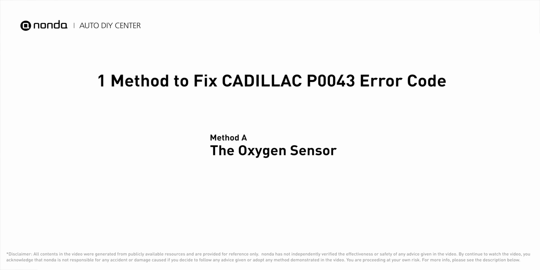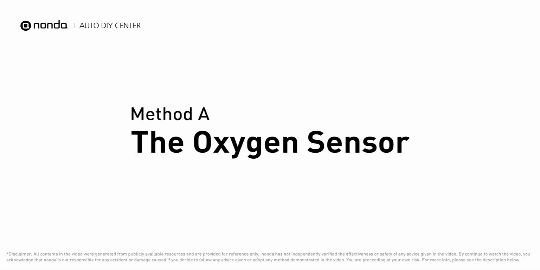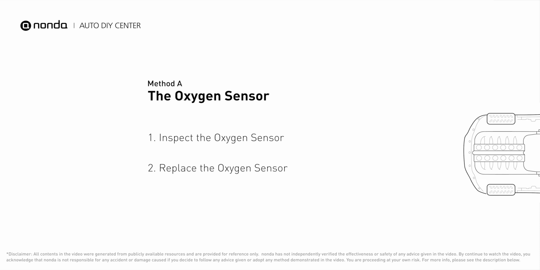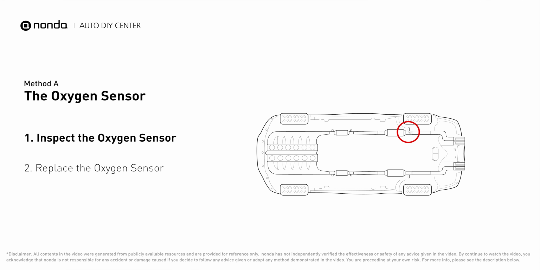Here is one of the most practical solutions to fix Cadillac's P0043 error code. Method A, the oxygen sensor. This oxygen sensor is located right after the catalytic converter. Bank 1 is on the side with the cylinder number 1. Sensor number 3 is downstream of the last catalyst in the exhaust system.